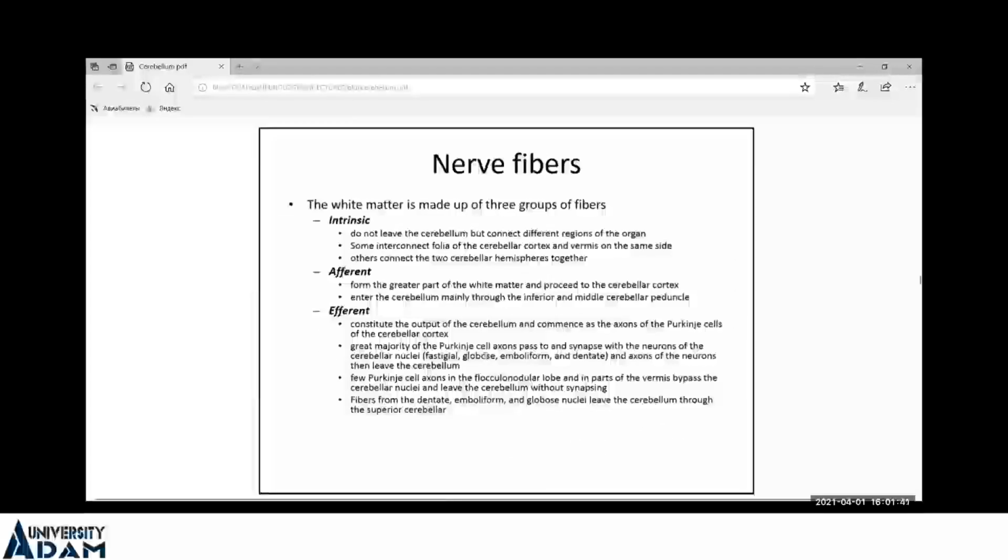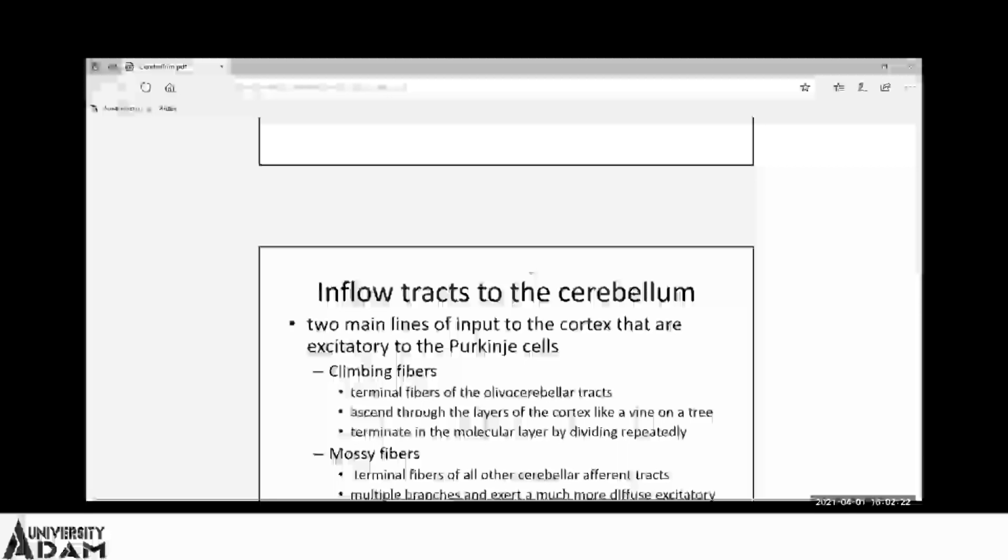And finally, we reach the nerve fibers, okay, guys? As you remember, we have afferent and efferent pathways. Here in the cerebellum, we have both of them, okay? And also we have intrinsic afferent and efferent ways, tracts. You can use that word, okay?